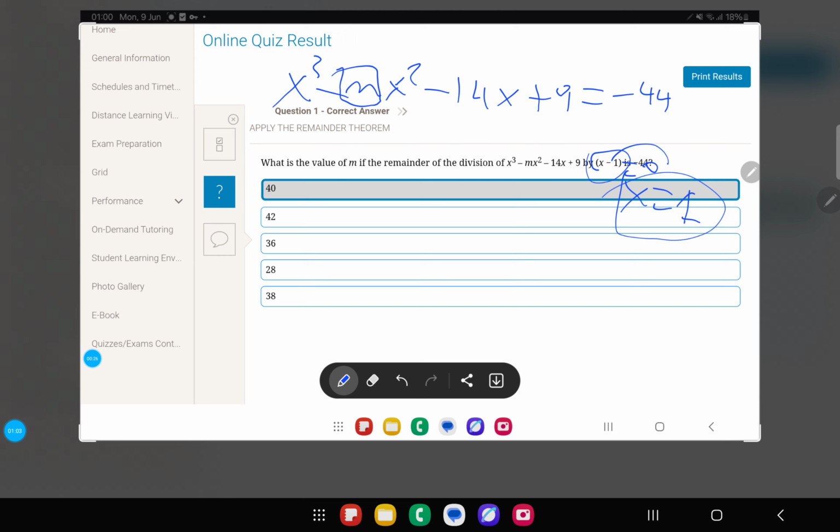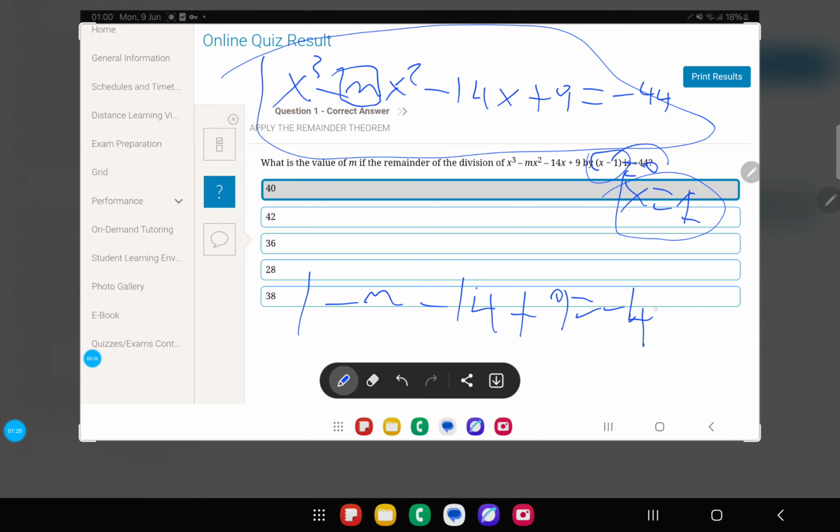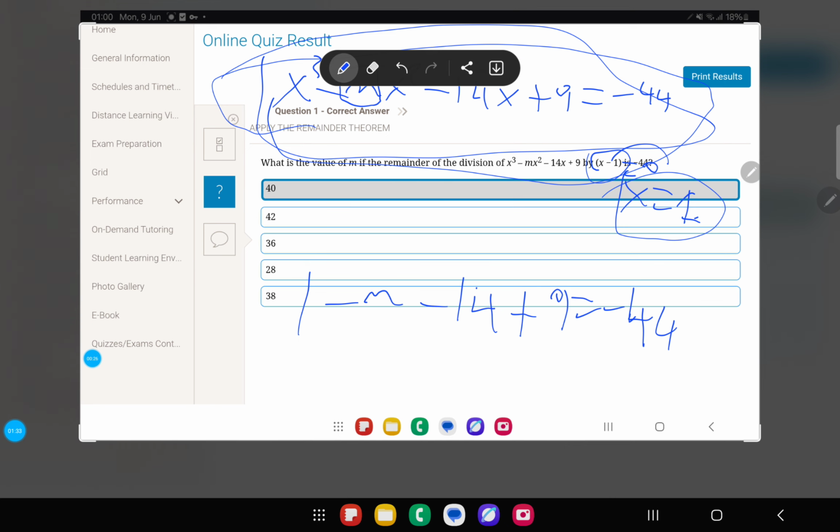Since you got the value of x, you just substitute it in the equation. So 1 cubed is 1, minus m times 1 squared is just m, minus 14 times 1, which is just 14, plus 9 equals negative 44. You can just put 1 in the calculator for x, and you'll get the answer. But let's solve it manually though.